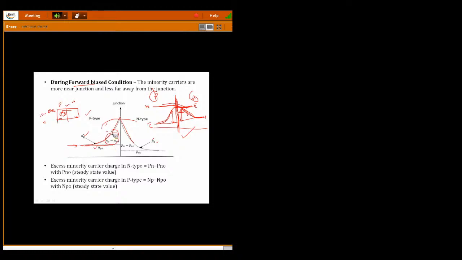The same thing applies for the n-type. What is the excess minority concentration? That is p_n minus p_n0. Okay, now I will explain the same thing here, and I will read from the start onwards.